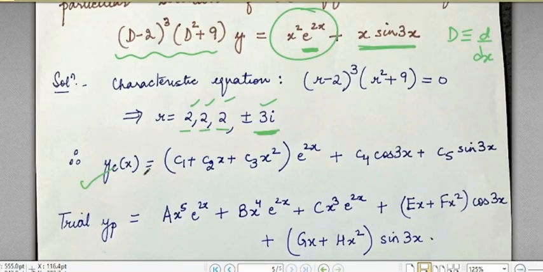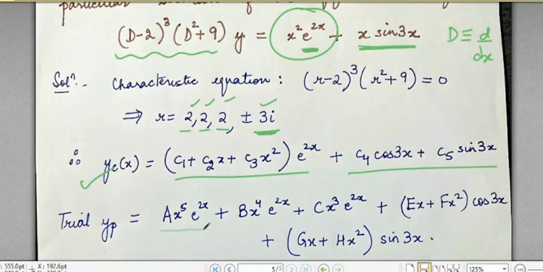First you write your yc the normal way, because 2 is appearing thrice. So this is your yc component corresponding to 2, and this is your yc component corresponding to this complex pair plus minus 3 iota. When you write your trial yp, since 2 is making an appearance thrice in the complementary function or the characteristic equation, the term e to power 2x into x square gets multiplied with one more power of x, which is x to power 3, because 2 is appearing thrice here.